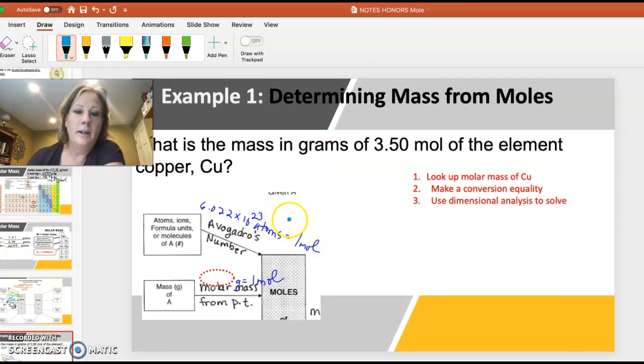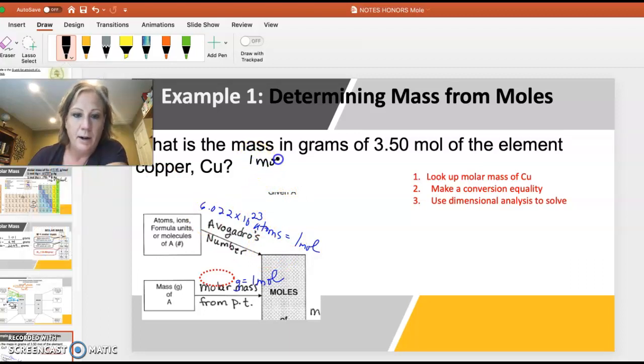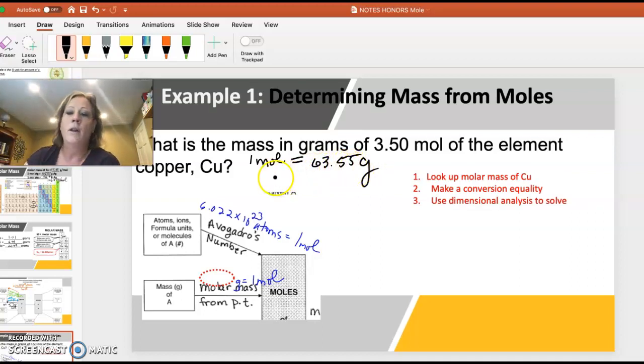Here is our first example. Let's say I know I have 3.5 moles of copper, and I want to know how many grams that is. I would look on the periodic table, and I know you have yours somewhere. I don't have a visual right now, sorry. I think it's 63 point, I gotta grab mine. Copper, where are you? Yes, 63.55 grams per mole. So I looked up the molar mass, that's my first step.